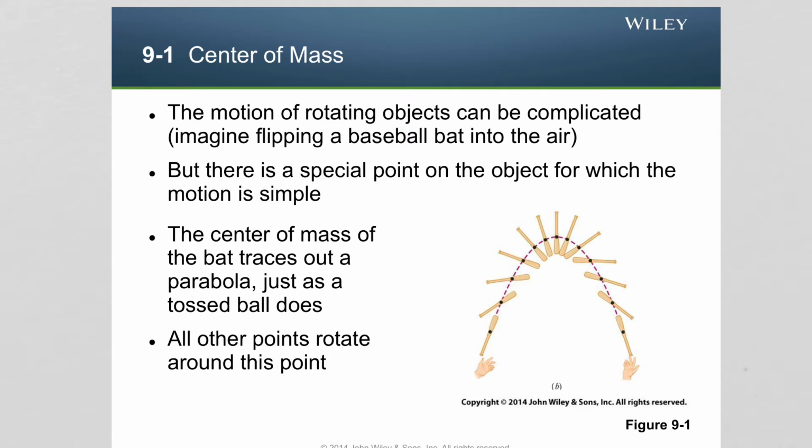And as I said, there is a special point in this object for which the motion is simple. This special point inside the baseball bat is the center of mass. And the center of mass of the bat traces out a parabola. So the center of mass of the baseball bat behaves, as it moves through space, as a simple projectile. And all other points of the baseball bat rotate about the center of mass as it's moving through space.